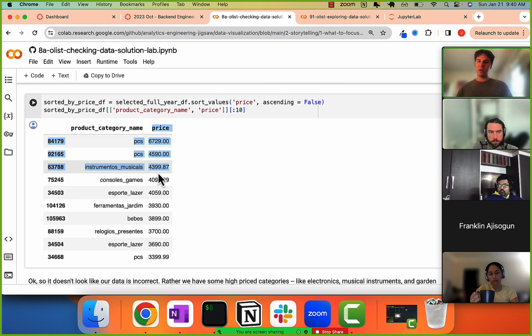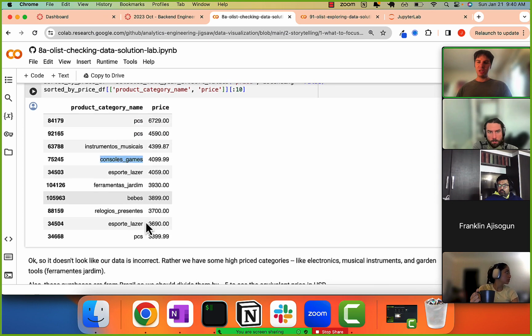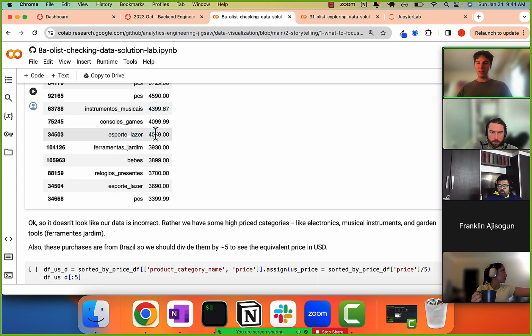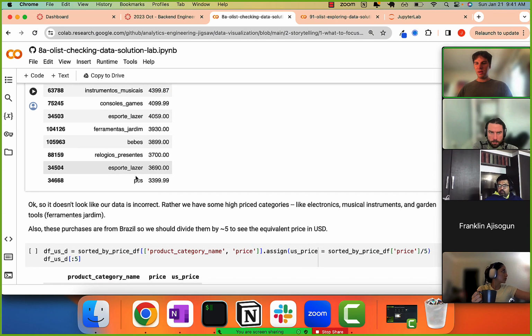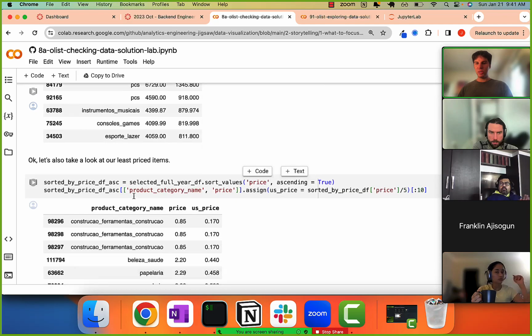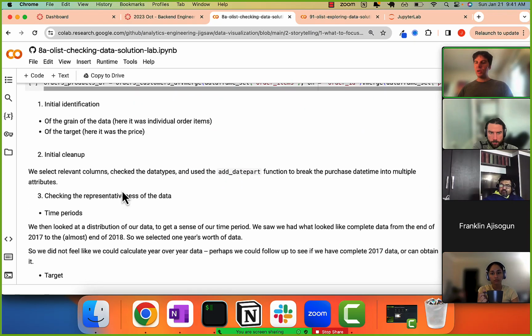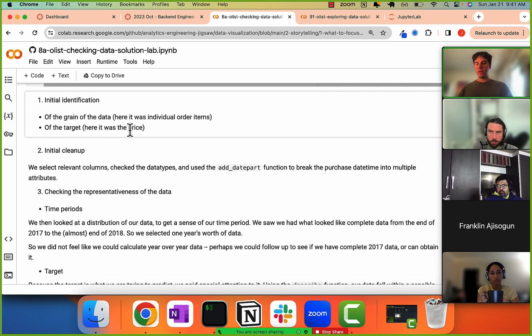So you can see, I just take a look at it, and you can look up from there: does this information make sense? Maybe this is a keyboard or something. This is, I think, laser tag. I'm not sure. So maybe they actually did have those types of products, right? So this is what I mean when I say also identify the grain of the data, identify the target, right?